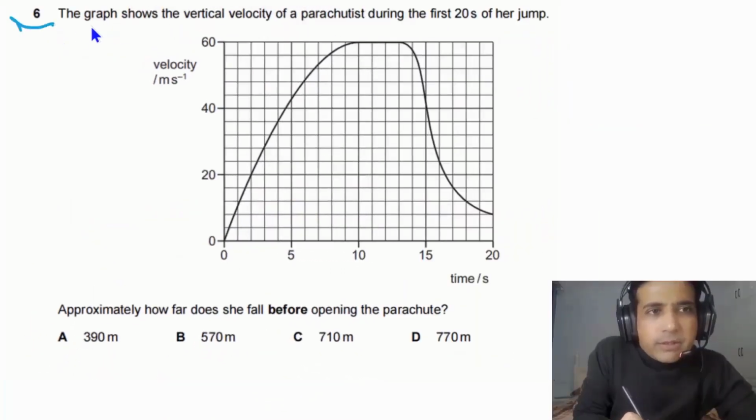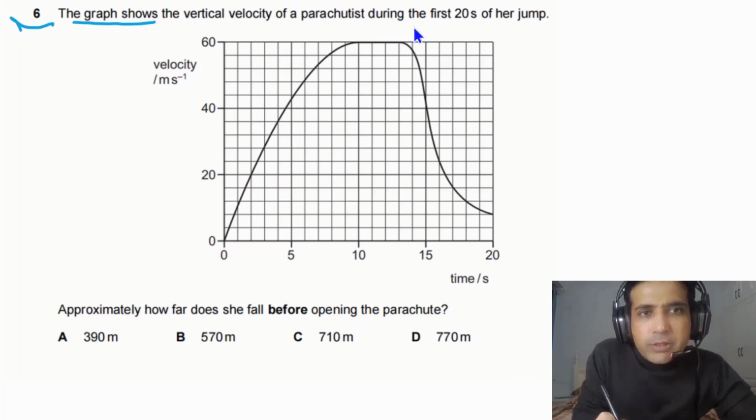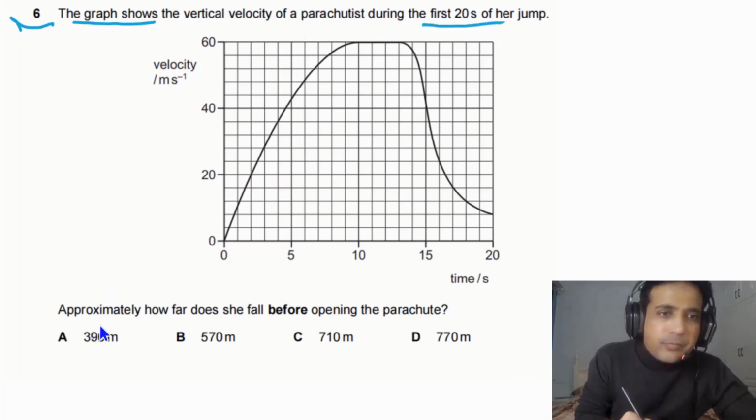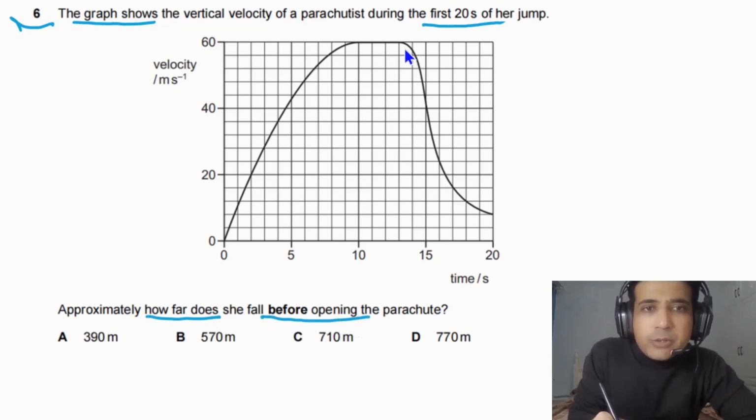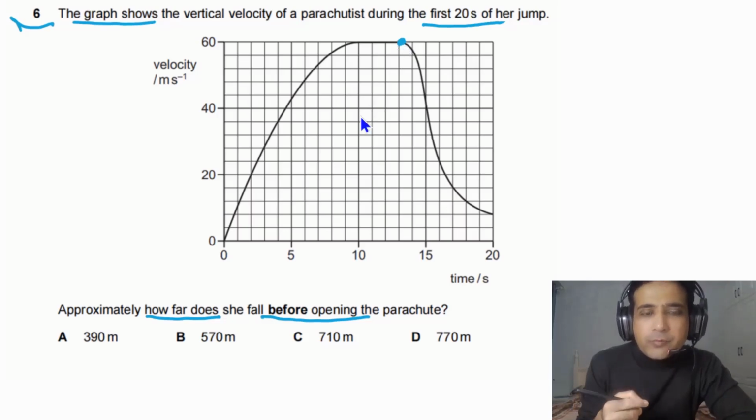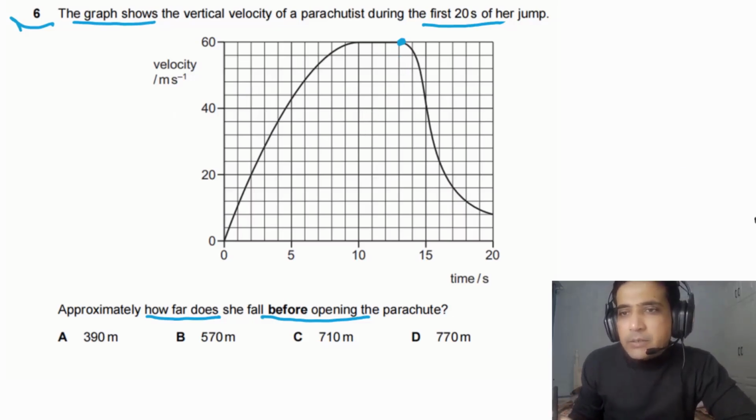For question number 6, it is given to us the graph shows the vertical velocity of a parachutist during the first 20 seconds of her jump. Approximately, we need to find out how far she falls before opening the parachute. Before opening the parachute means she is opening the parachute at this point. So first thing, we need to mark this point. So she is opening at this point. Now we need to find out the distance, and we have a velocity against time graph. So simply we need to calculate the area under this graph.